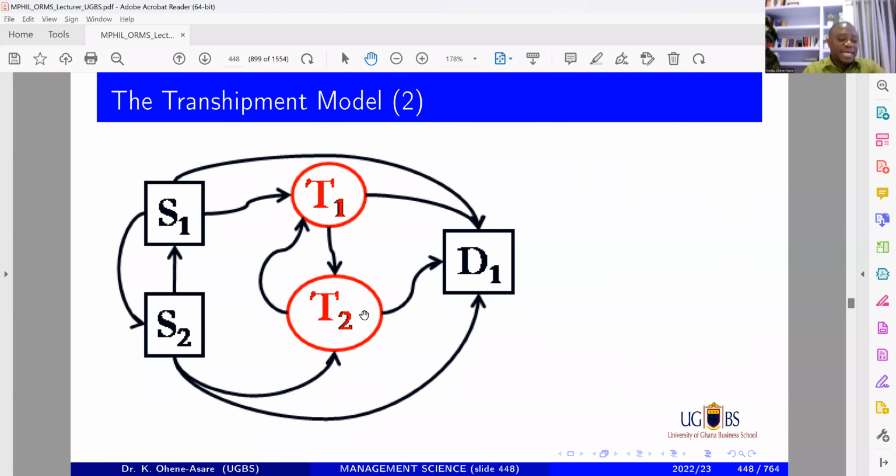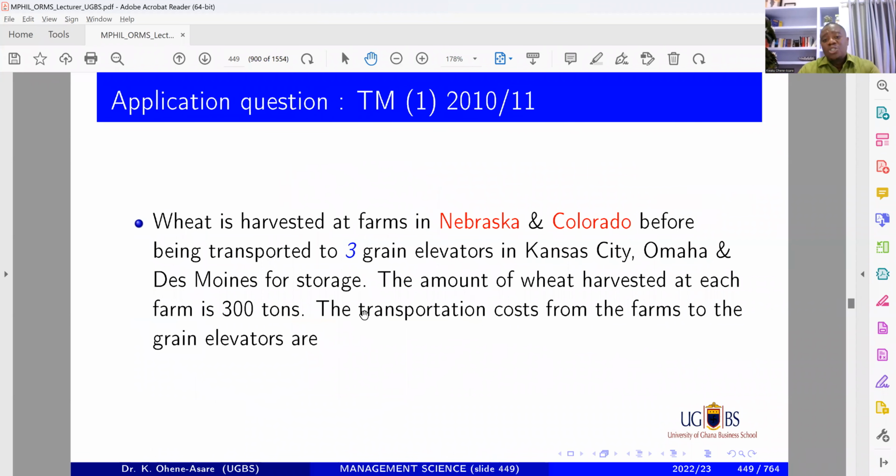The best way to explain that to you is to continue the example. Do you remember we said earlier that wheat are kept in grain elevators in 3 cities? And you were told that the 3 cities were Kansas City, Omaha, and Des Moines. Remember that? But what we didn't tell you is that those 3 elevators got the wheat from the farms. And the farms were located in Nebraska and Colorado.